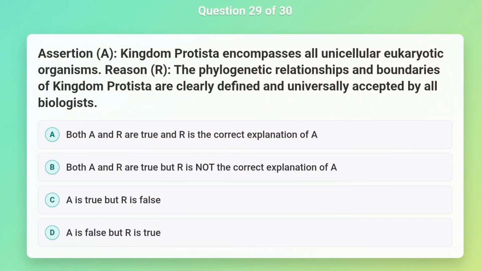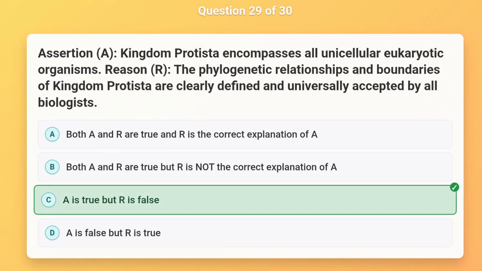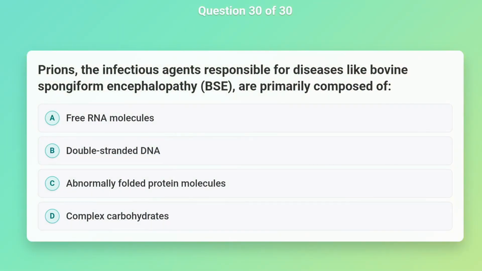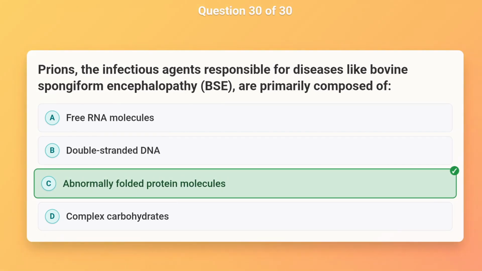Assertion A: Kingdom Protista encompasses all unicellular eukaryotic organisms. Reason R: The phylogenetic relationships and boundaries of Kingdom Protista are clearly defined and universally accepted by all biologists. A is true but R is false. Prions, the infectious agents responsible for diseases like bovine spongiform encephalopathy, BSE, are primarily composed of abnormally folded protein molecules.